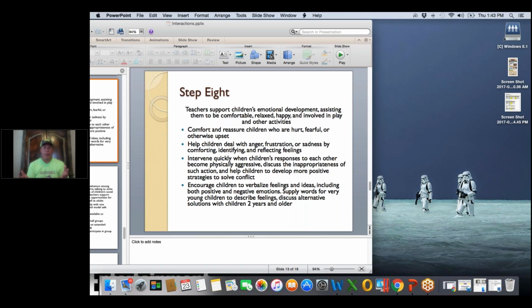Of course, intervene quickly when children become physically aggressive, and again, coach them into problem solving. With your communication, you're going to give them the words and the ability to solve their problem rather than you just going over there and doing it for them. Okay. And again, encourage them to verbalize their feelings. We want that.